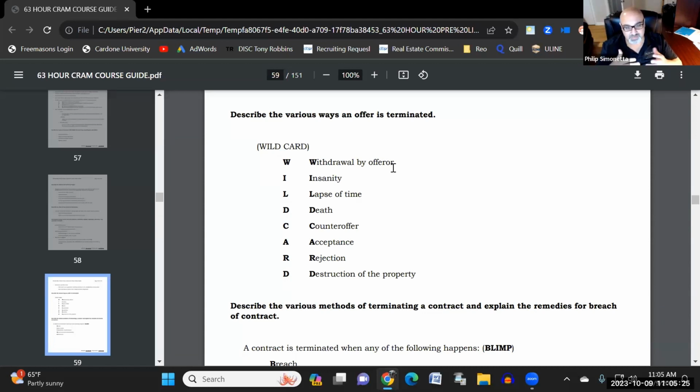Insanity. If somebody's legally insane, like they're not right. Lapse of time. You send an offer and they have till 5 p.m. to approve it. And that time passes, the offer's dead. Death, if someone passed away. Counteroffer, if the seller counteroffers back, the offer dies. Acceptance is if the seller accepts it. Rejection if they reject it. And D is for destruction of property. So if there was a hurricane or a fire, earthquake, destruction of property.